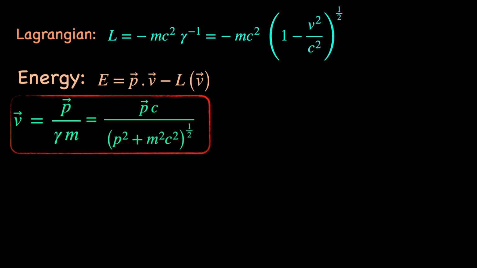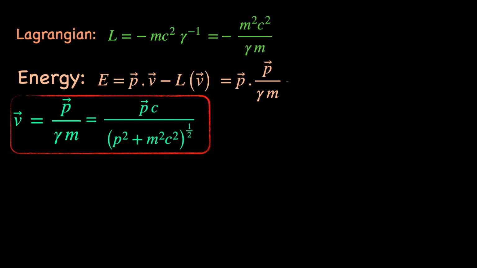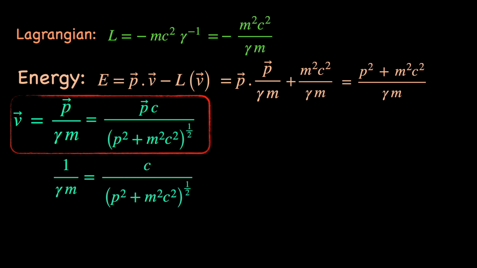But for easier simplification, it would be prudent to write v as p upon gamma m in the first term and rewrite the minus of the Lagrangian, that is mc squared by gamma, in the second term as m squared c squared upon gamma m. Adding them up and then using the expression for gamma m, we get the total energy as c times the square root of p squared plus m squared c squared.